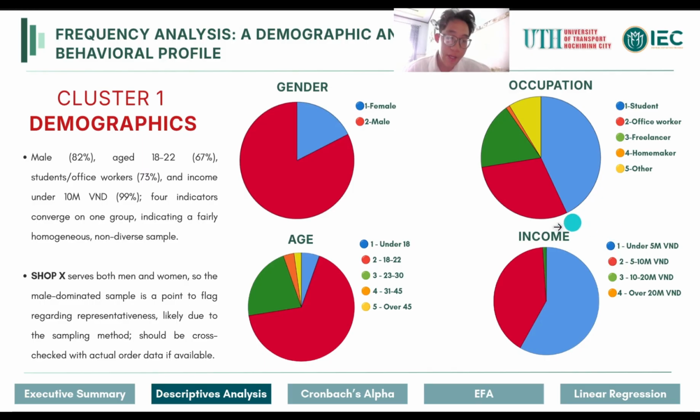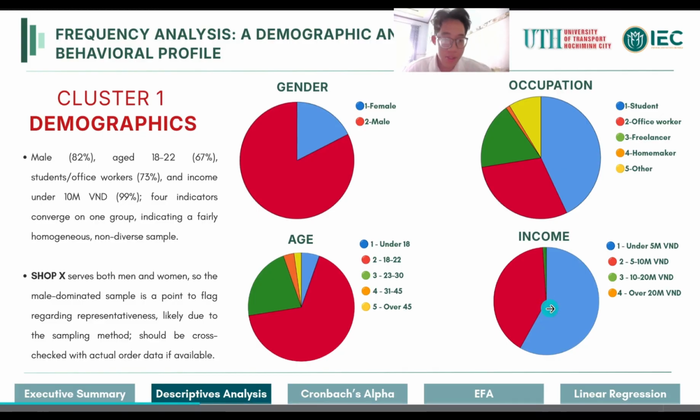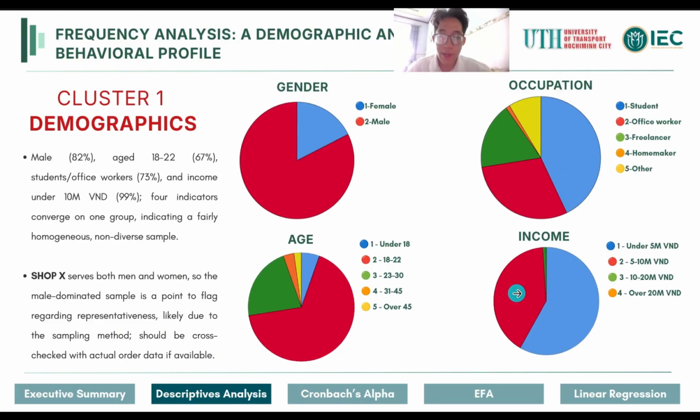And finally, the income of most of them is under 5 million, and I would say clearly it's under 10 million Vietnam dong with 99%. So from these indicators, you can see that student workers have lower income and a very young age. But besides that, we also see shop X serves both men and women.